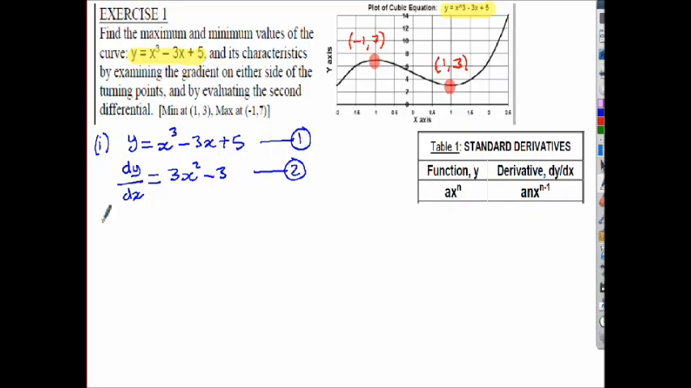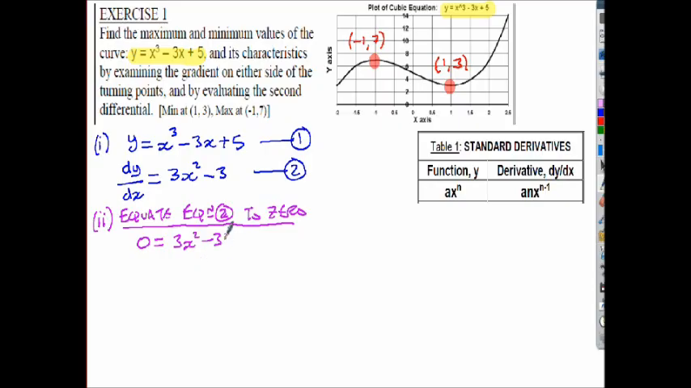That's step 1. Now step 2. Step 2 says we've got to equate the first differential to 0. So equate equation 2 to 0. What this is doing is trying to find the x location for the turning point. We can see above we've got two x locations because we've got two turning points. Let's see what the equation does for us here. So 0 is equal to, equation 2, 3x squared minus 3.